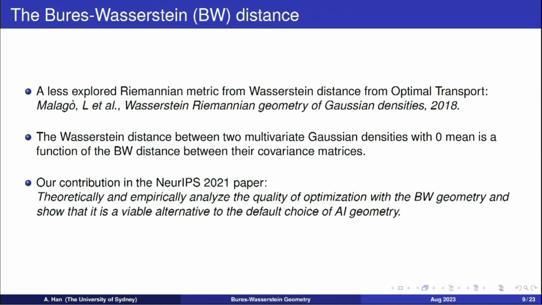Okay. And there's a more recently proposed but less explored Riemannian metric called the Bures-Wasserstein geometry, which actually originates from the Wasserstein distance between Gaussian densities. In the first work, we show this BW geometry provides a viable and often better alternative to the default affine invariant geometry when optimizing over positive definite matrices.